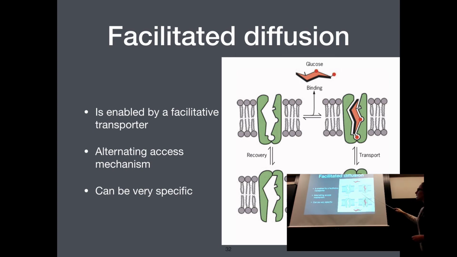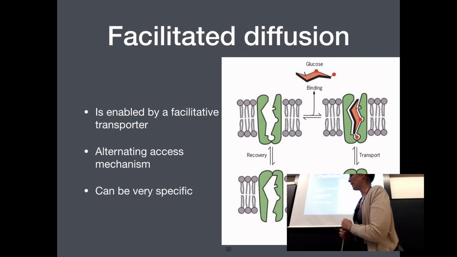And this means that you have the protein in a conformation where it's open to the extracellular side. Then glucose comes, binds in a specific pocket. This causes a conformational change where the transporter opens to the intracellular side. The glucose then is able to dissociate and come inside of the cell. And then the transporter is reset to this conformation where it's open to the extracellular side again.